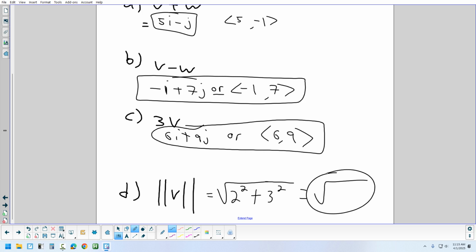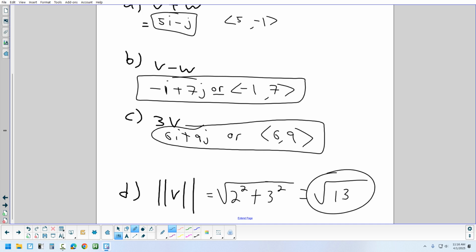$13. Okay, is that unit vector form or is that algebraic form? Algebraic? Maybe? I don't know. Square. It's not algebraic. Yep, unit vector. Or I guess neither of them. Neither. That's not a vector.